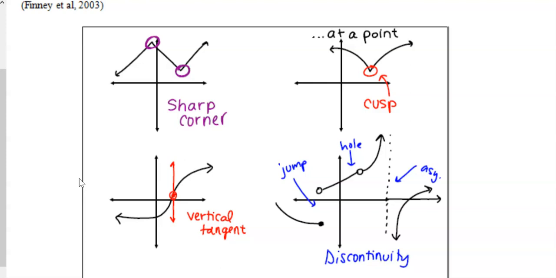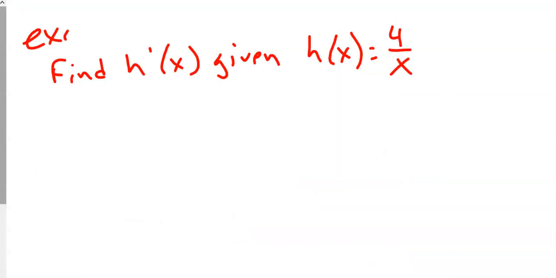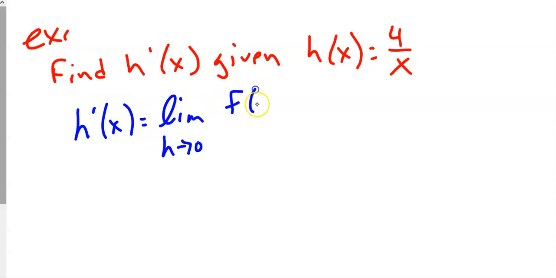Now we're actually going to review finding a limit. Let's take a look here. We find the derivative given h of x equals 4 over x. Remember, when we're finding the derivative, we take the limit as h approaches 0 of the difference quotient.